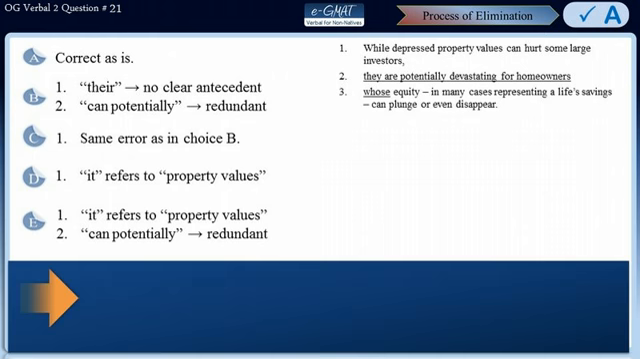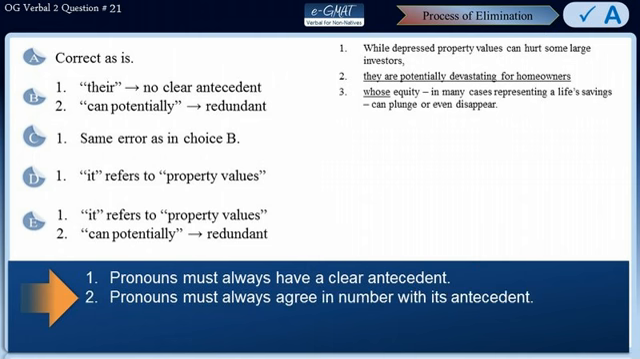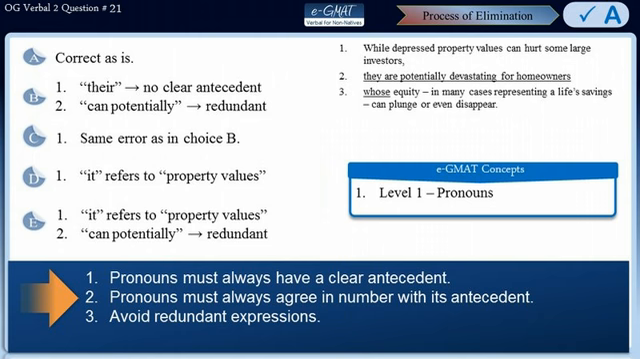Time to take a look at the takeaway messages. Pronouns must always have a clear antecedent in the sentence, and they must also always agree in number with their antecedent. Also, we must avoid any redundant expression. Now, the concept tested in this sentence has been covered in e-GMAT Concepts Level 1 Pronouns.